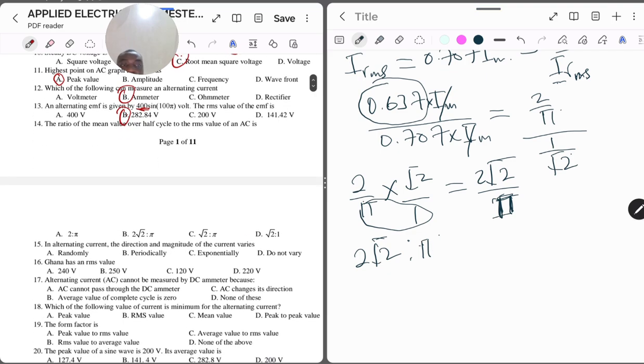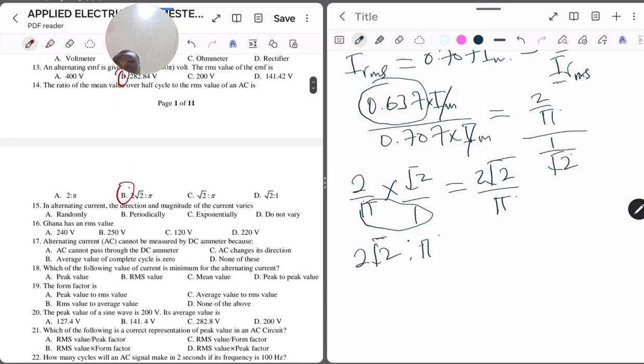Get pi, okay, here is pi. So the answer here becomes B.